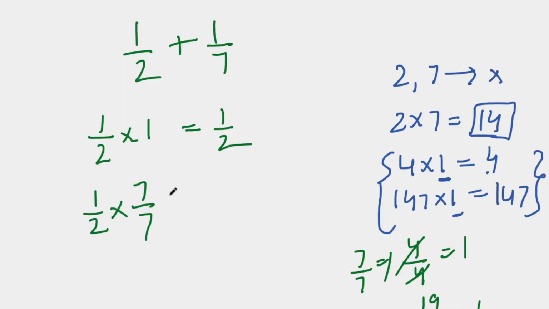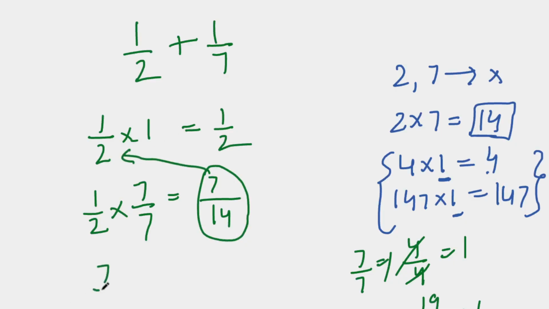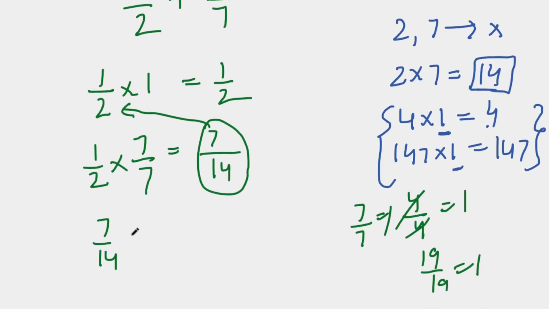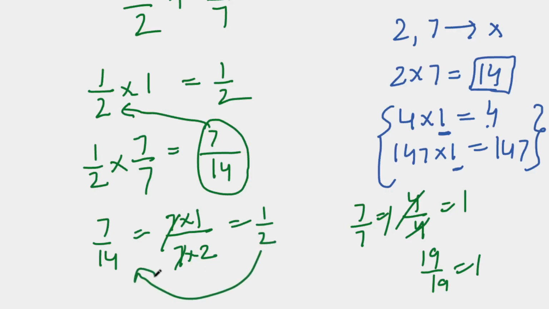Now let's multiply the numerators. We get 1 times 7, so it's 7. 2 times 7 is 14. So this is our fraction now. And this is equivalent to this, because 7 by 14, when you write the numerator and denominator as the multiplication of their factors, what do you get? 1 by 2. So these are equivalent fractions.